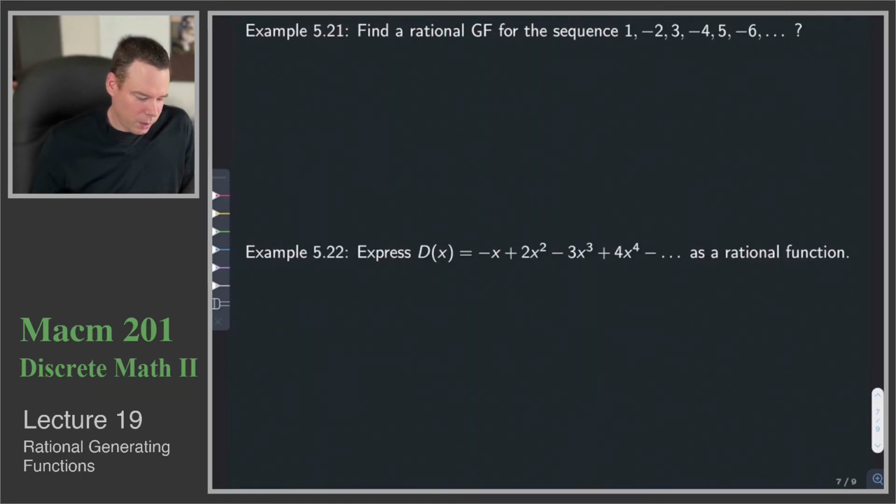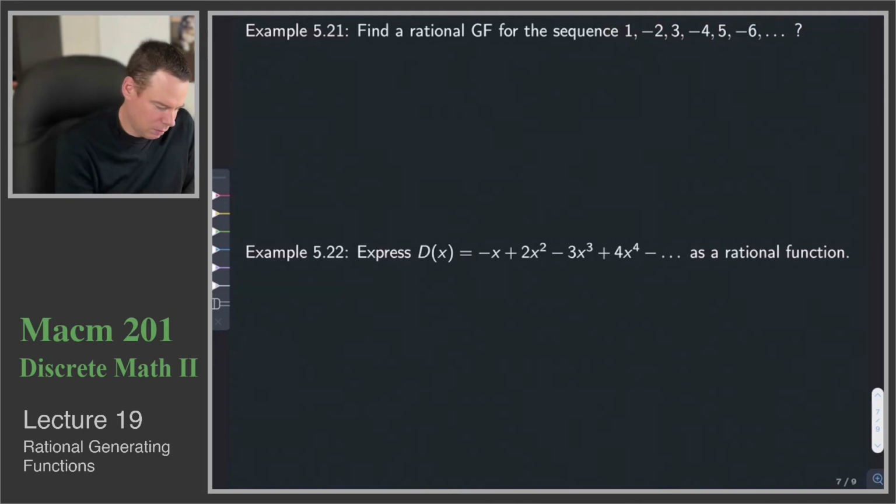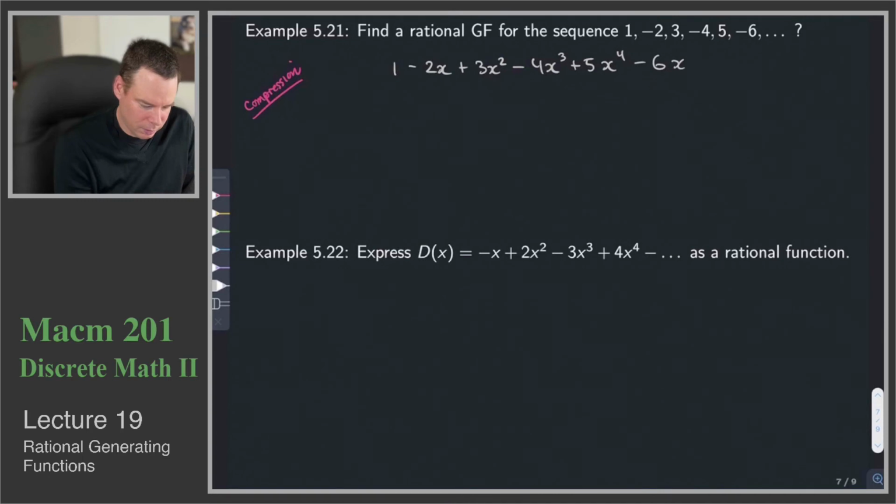Let's find the rational generating function for this sequence now. 1 minus 2 plus 3 minus 4 plus 5 minus 6 and so on. So again, this is a question of compression. So let's write it out as a generating function in series form. It's 1 minus 2x plus 3x squared minus 4x cubed plus 5x to the fourth minus 6x to the fifth plus and so on.